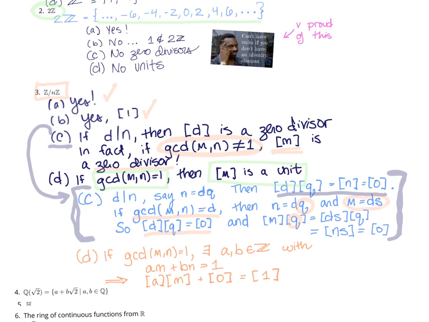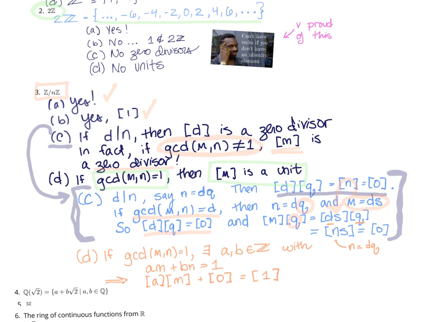We've got d times s times q, with commutativity playing a big role here. We can sort of regroup that d and the q and say, oh, that's n. So once again, we're in the equivalence class of multiples of n, which means we're in the zero equivalence class.